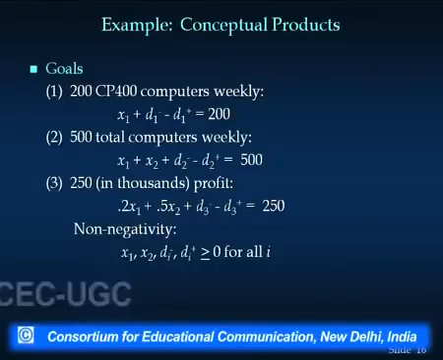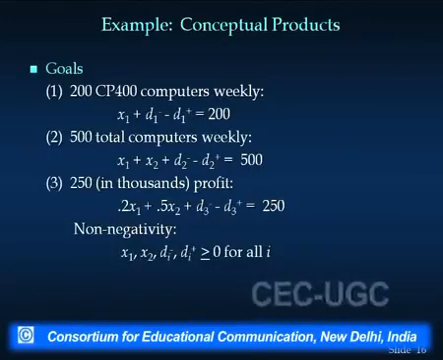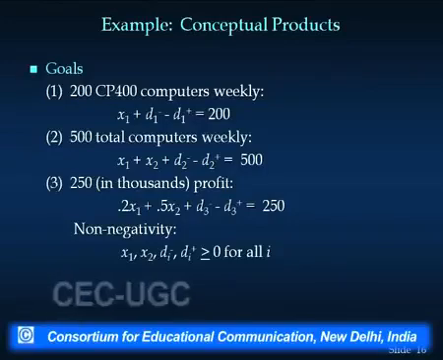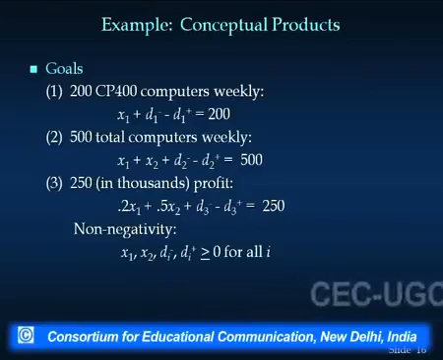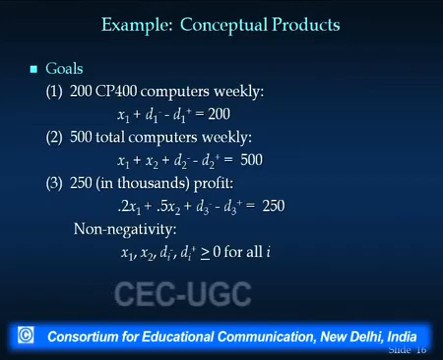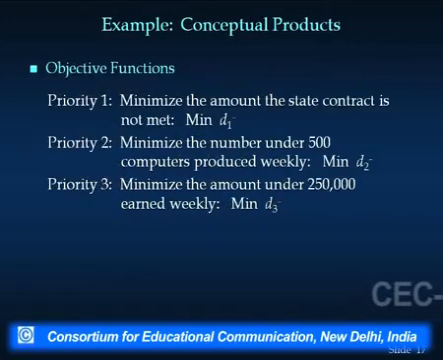And these three goals, these three priorities and these three equations. Now we will add to these equations the non-negativity constraint, that is x1, x2, di minus, di plus, where i is 1, 2 and 3, greater than equal to 0, because these cannot have negative values.